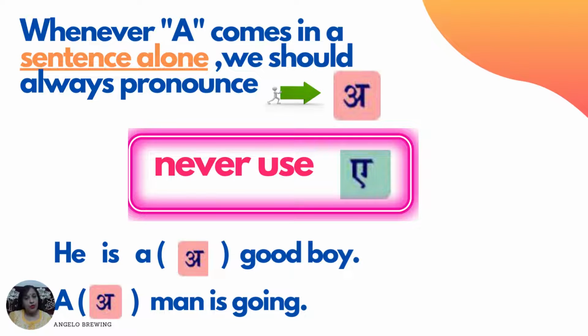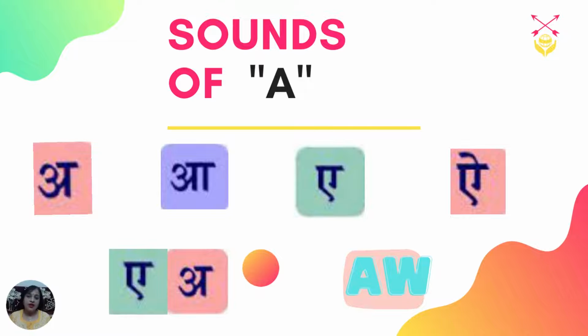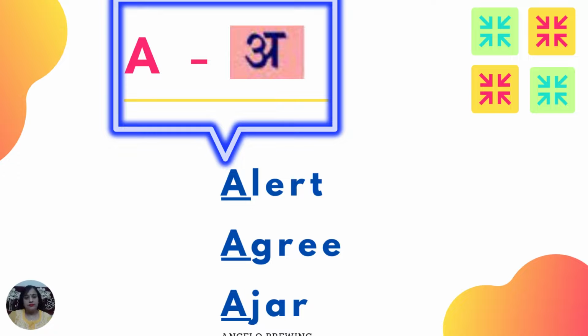A man is going. Some sounds of A are A, A, A, O. You have to focus on the direction of your jaw while speaking any sound of A. Your jaw will go downside. Like that. As you eat an apple, you open up your mouth and your lower jaw will go downside. Apple. Like that.